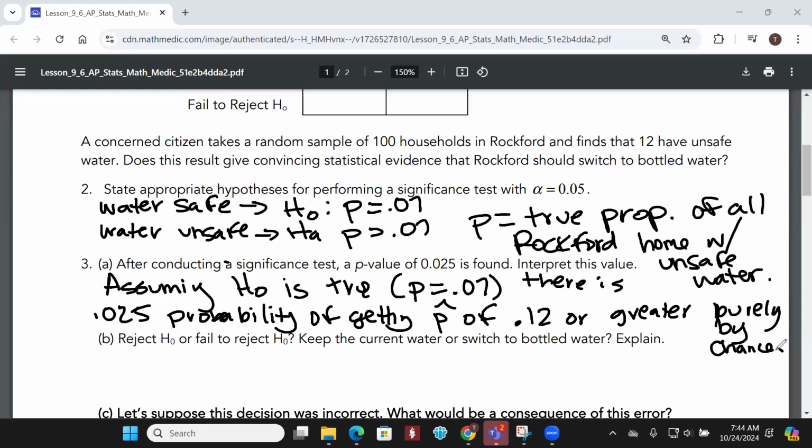Where did the 0.12 come from? Because look back up here, it said out of the 100 households that they looked at, 12 have unsafe water, right? They're giving you the information. Normally you would run this test because the alternative is greater.